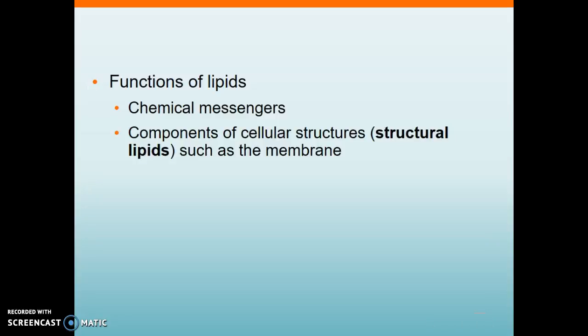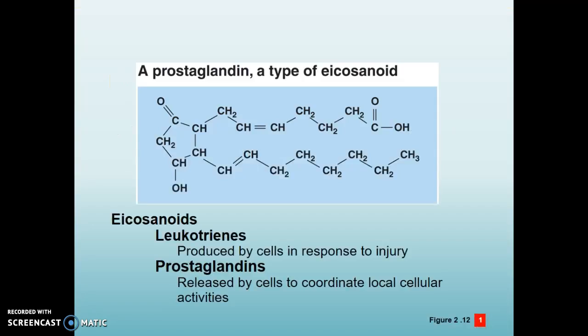Lipids may act as chemical messengers. That would be steroid hormones, and they may be part of the cellular structure, such as in our membranes. Prostaglandins are kind of interesting. These eicosanoids, including leukotrienes and prostaglandins, are produced by cells. They're like localized hormones. They affect the cells nearby.